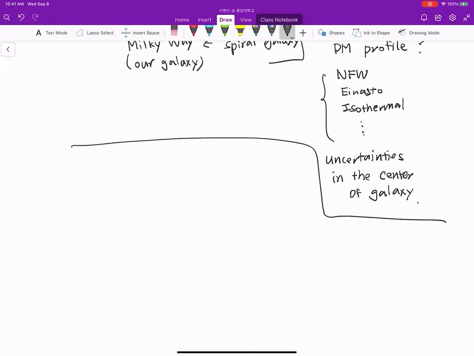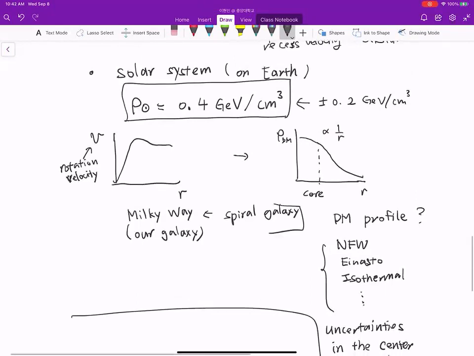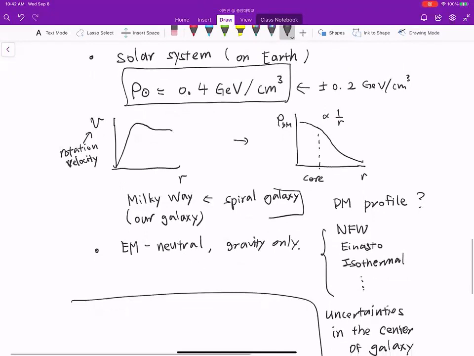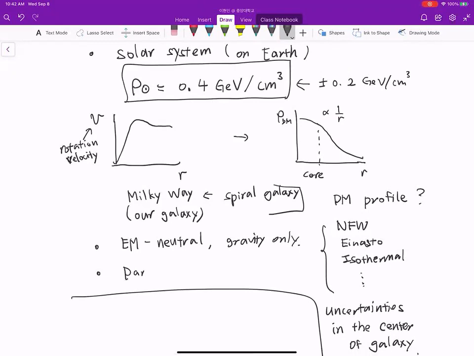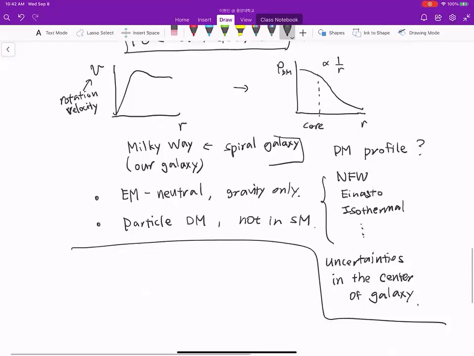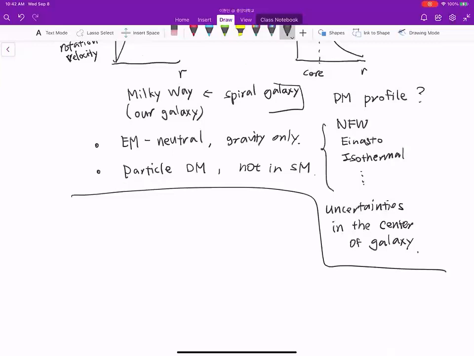I forgot to tell you that dark matter is electromagnetically neutral and has gravitational interaction only. And there is no dark matter candidate in the standard model. We are interested in particle dark matter, which is not in the standard model. Because of that, we are going to think about introducing new particles.